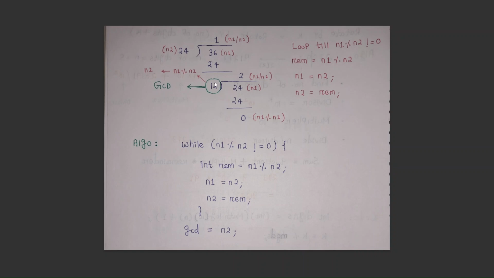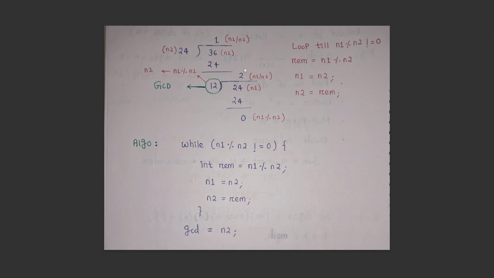Then what we get as the remainder will be the divisor for the second iteration, and the divisor from the first iteration will be the dividend for the second iteration. Getting my point? And for how many times do we have to continue this loop? We have to continue this until we get n1 % n2 equal to 0.